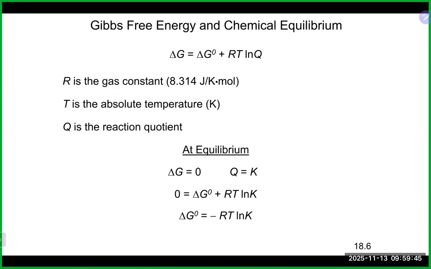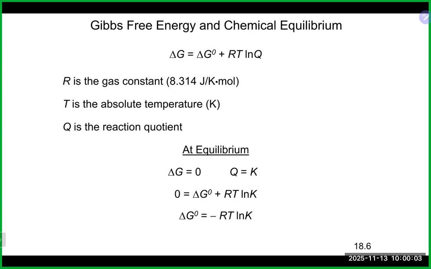So here we have an equation, which is delta G equals delta G naught plus RT natural log of Q. This equation is basically for non-standard conditions.